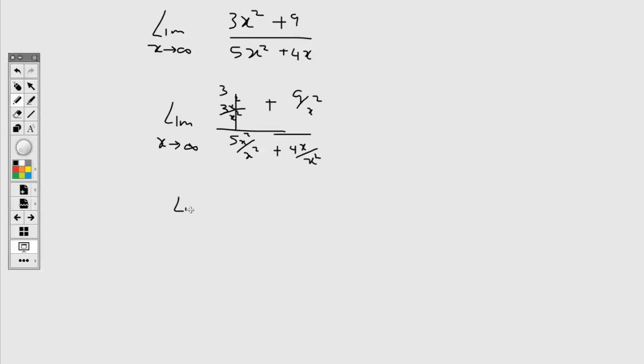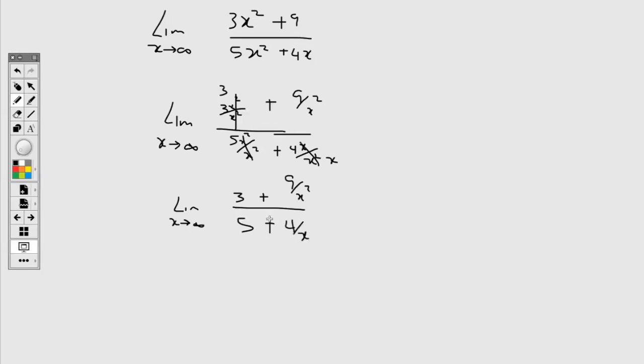So we have the limit as x tends to infinity. This is 3. This is 9 over x squared because nothing is to be canceled. This would cancel, so I'll have 5. And then one of the x's cancels, so I'm left with plus 4 over x.